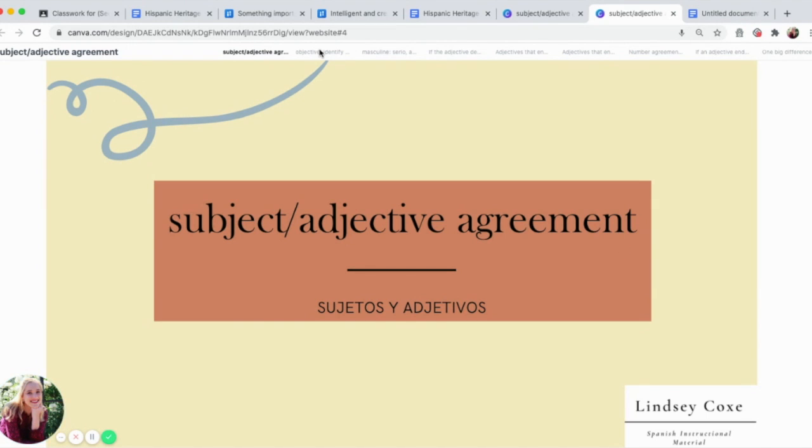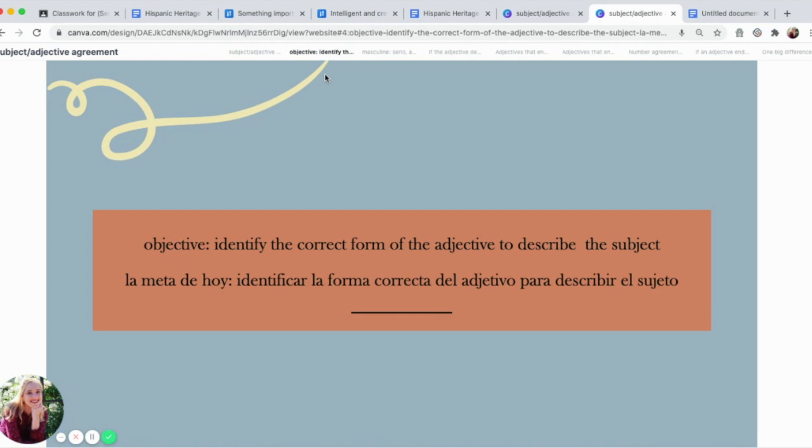So our objective for today, we want to be able to identify the correct form of the adjective to describe the subject. So la meta de hoy es identificar la forma correcta del adjetivo para describir el sujeto. Right?